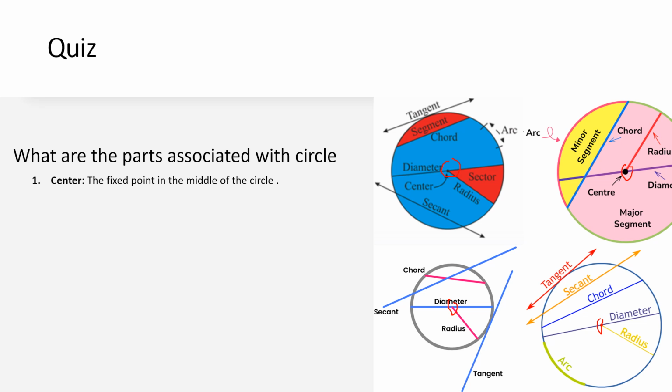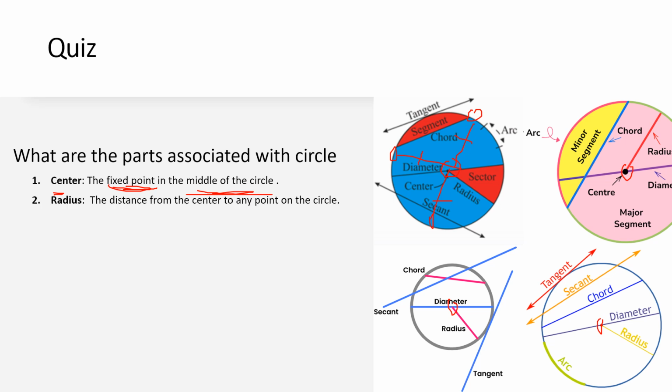So the center is a point. It has no dimensions. It's just a point, right? It's a fixed point. It doesn't move, and all the points on the circumference are at equal distance from this reference, which is the center point. So we call this a center. If it's a fixed point in the middle of the circle, it means all the points are at equal distance. This is equal to this is equal to this. Okay, that's one important part of the circle.